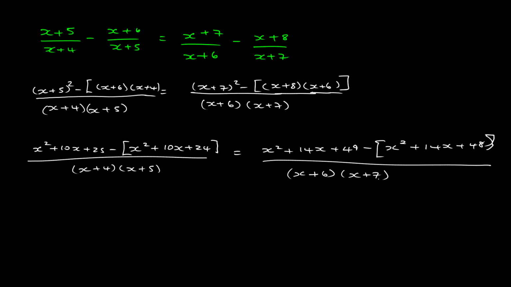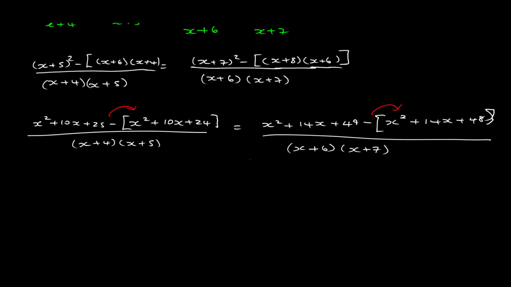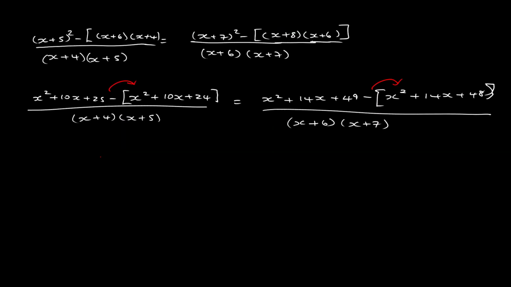So by looking at this, we could see that the negative sign would be distributed throughout this bracket. Let me indicate that. So the negative sign would be distributed throughout this bracket. And as you can see, only the constant is off by 1 in the bracket. So everything else would cancel, and we would be left with just 1 over x plus 4 times x plus 5, and this is equal to 1 over x plus 6 times x plus 7.